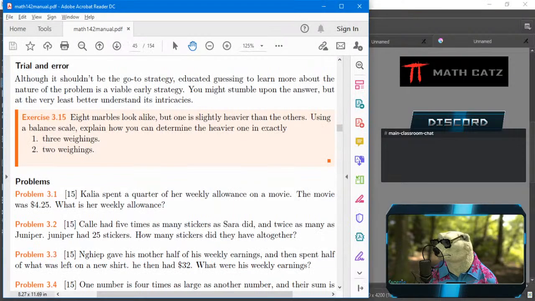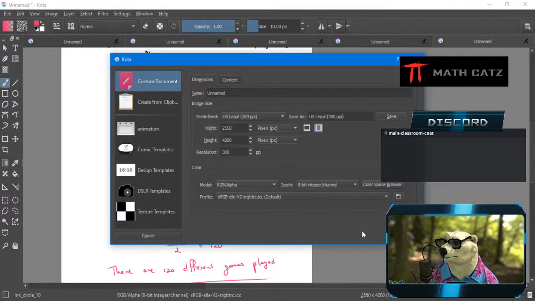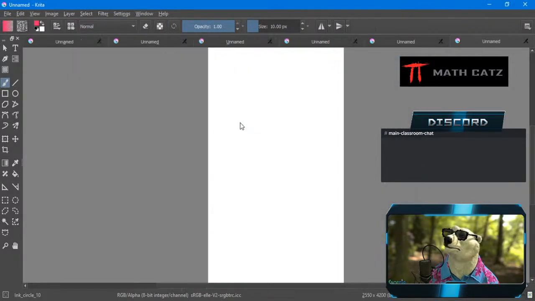All right. We have one more, which is a completely different question. 315 and we will be done. 8 marbles look alike, but one is slightly heavier than the others. Using a balance scale, explain how you can determine the heavier one in exactly 3 weighings, 2 weighings, and so on. So let me just clarify this question because there might be people who don't even know what a balance scale is anymore. Where would you use one?